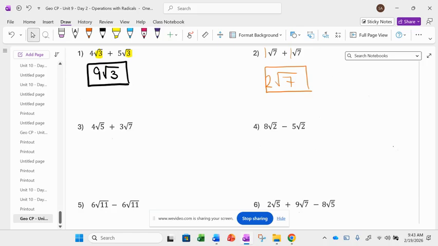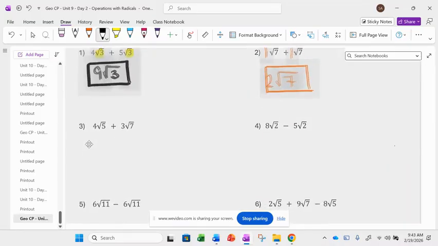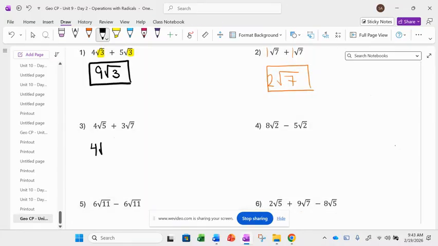Are we allowed to add radicals that aren't the same? No. Can I simplify 5 or 7? Can I break it down at all? Nope. So this is already simplified. We can't simplify any further. So we just write 4 root 5 plus 3 root 7. It cannot be added any more than this.